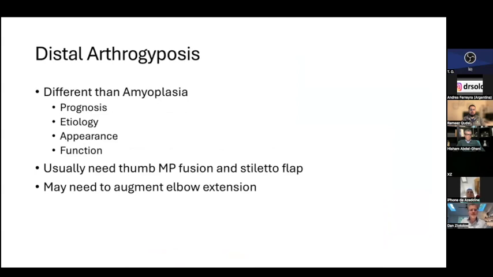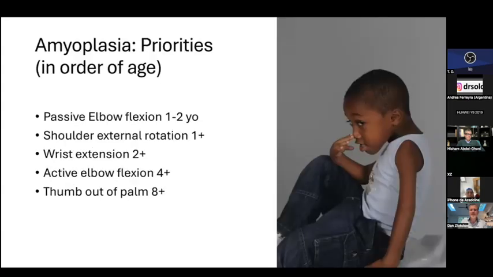We're not really going to talk about distal arthrogryposis because it's different from amyoplasia in terms of prognosis, etiology, appearance, function, pretty much everything. In these patients, I will say that you usually need thumb MP fusion and a stiletto flap, and you may need to augment elbow extension.